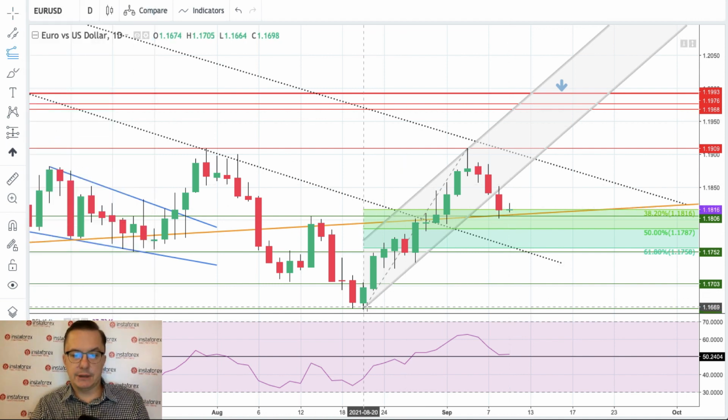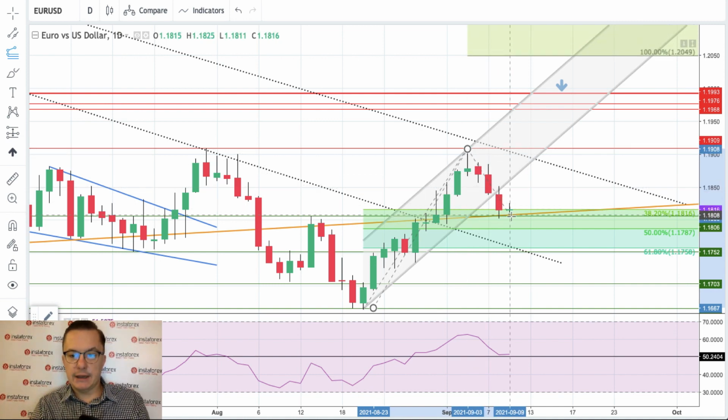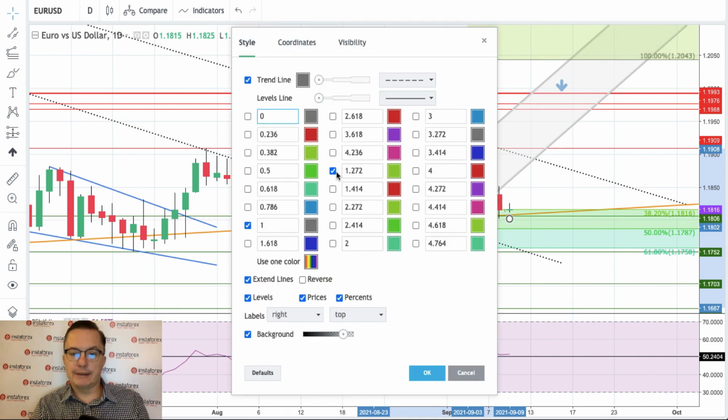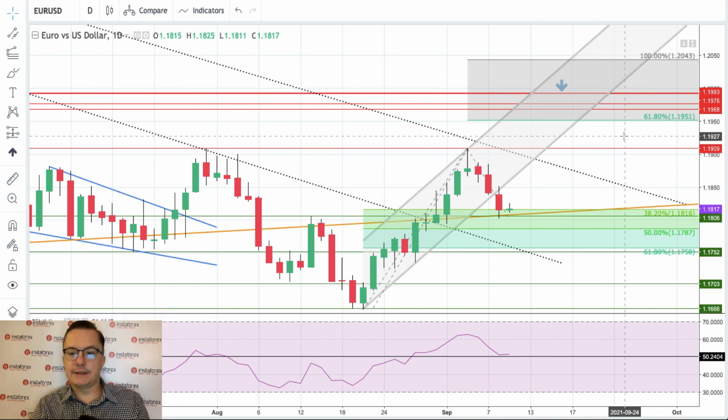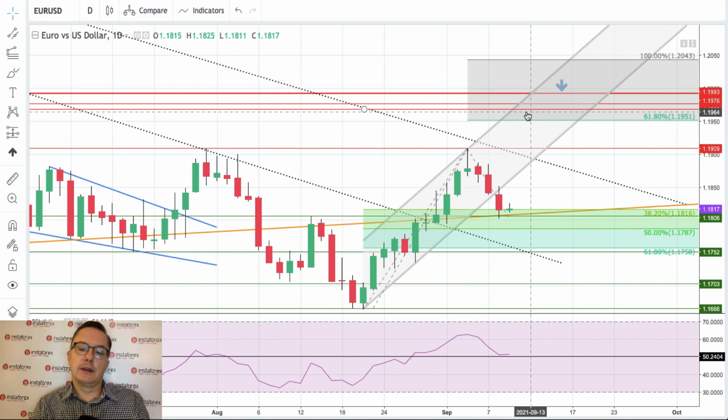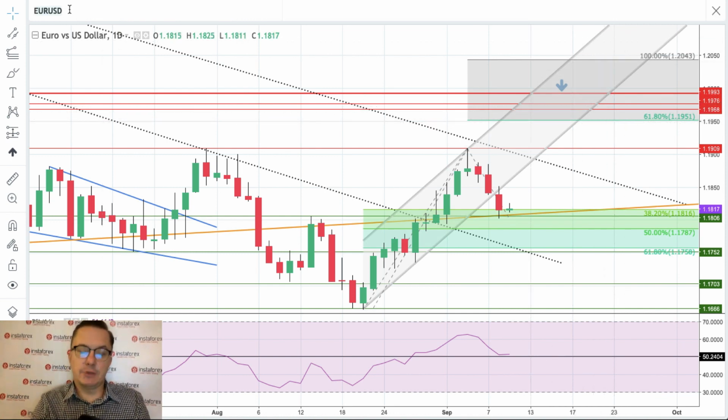If we put the Fibonacci extension, you can see that if we measure this move here as a wave A and this move here as a wave B, the 100% is at 1.2043 and 0.61% is at the level of 1.1951. So basically nowhere near the technical resistance. So those might be the targets for the bulls, of course, if they decide to go towards the upside. So that's the situation on the euro dollar.